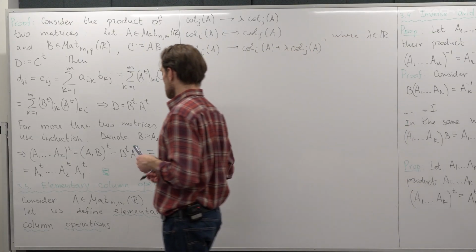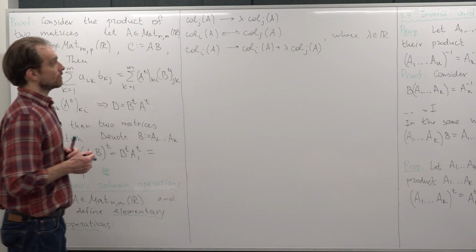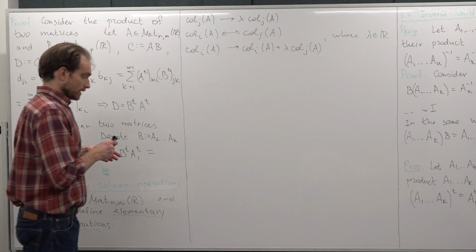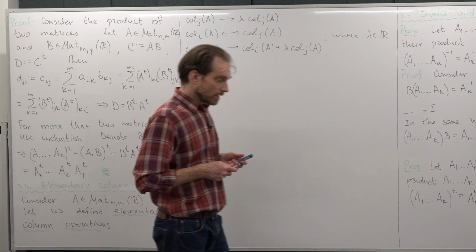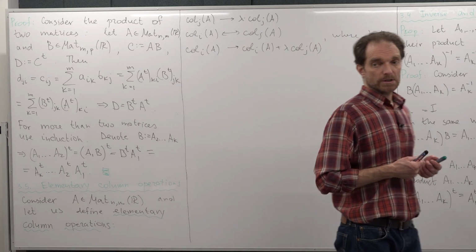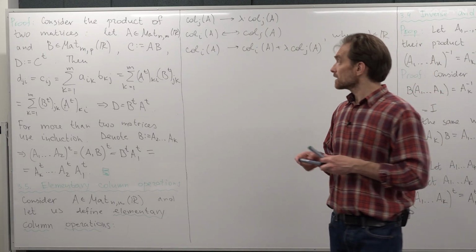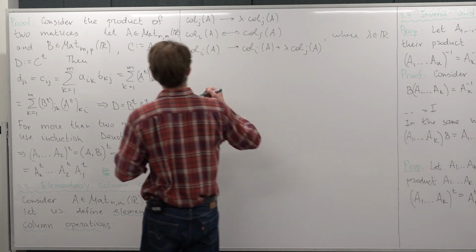And similarly to the case of elementary row operations, all these operations correspond to multiplying by some elementary matrices, but in this case we are going to multiply by these matrices from the right. So I'm going to formulate a proposition.